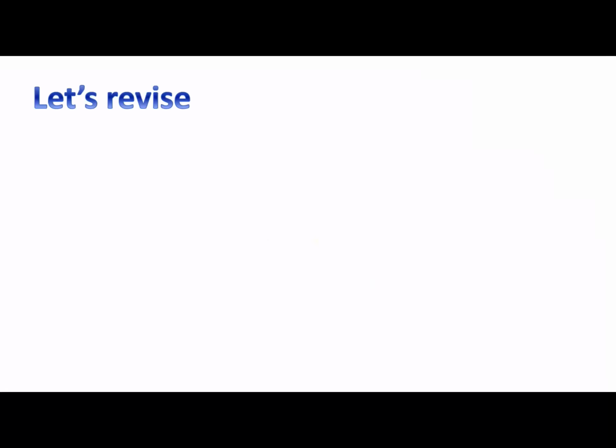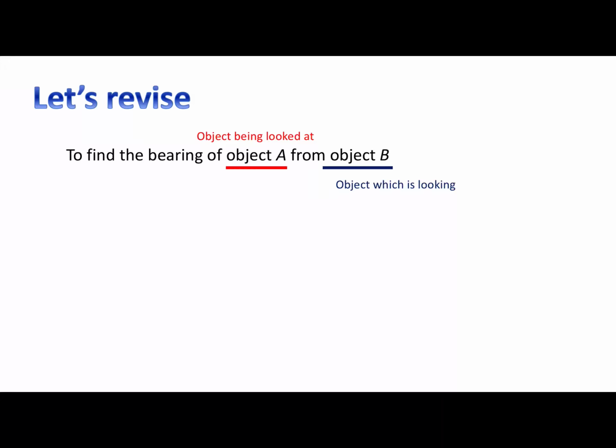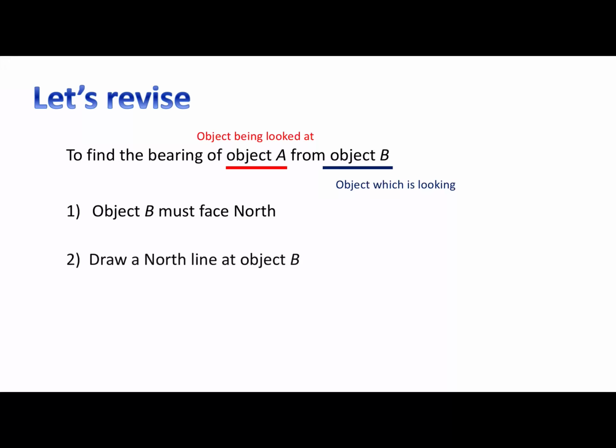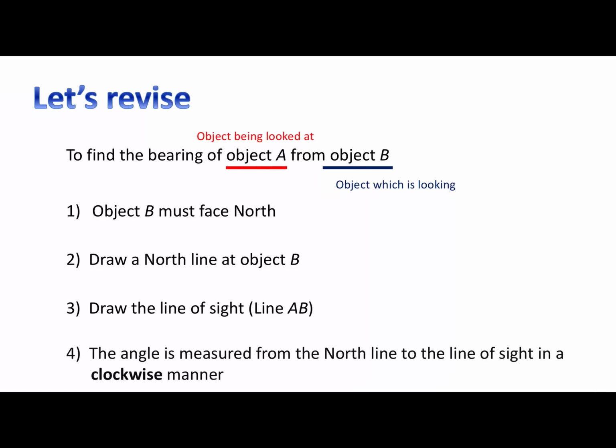Okay, let's proceed. Let's do a little bit of recap. What I've just mentioned is very similar to finding the angle of elevation and depression. Identify which object is being looked at and which object is looking. Then you draw the north line at the object which is looking, just like how you draw the horizontal line at the object which is looking. Then you draw the line of sight, and the bearing.